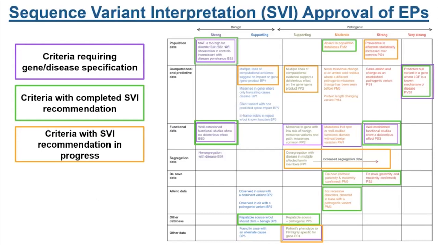And you can see there is some overlap in criteria that we've published a recommendation for, but which still require gene disease specification. For example, for this PVS1 rule for loss of function variants, we published a recommendation of how to determine if your variant has a loss of function impact. However, you still have to incorporate gene disease information to understand if loss of function is a mechanism of disease. And so that's why some of these criteria have 2 boxes around them.